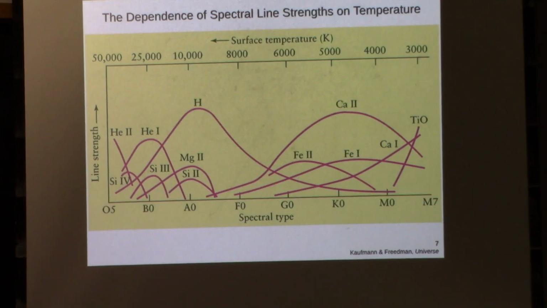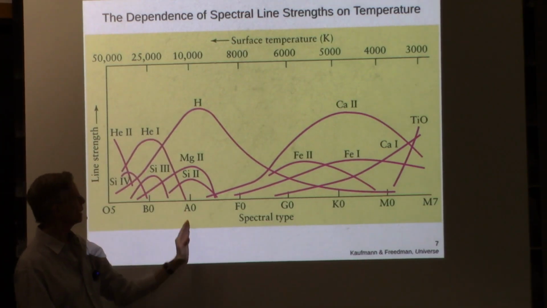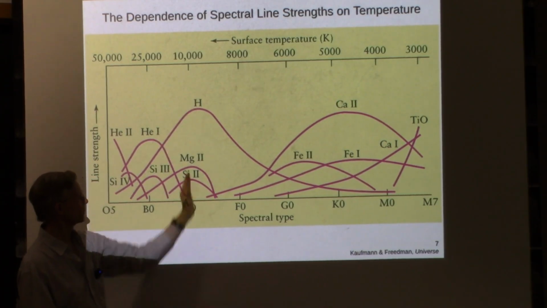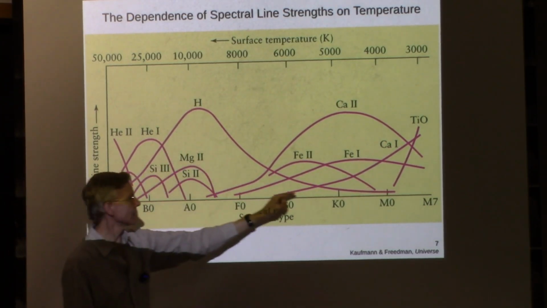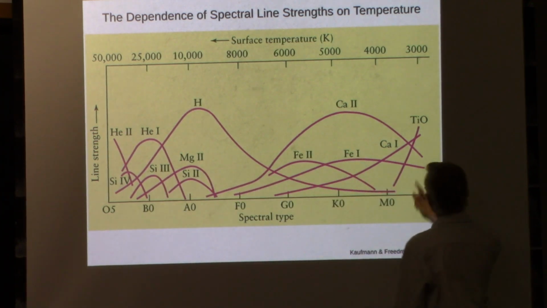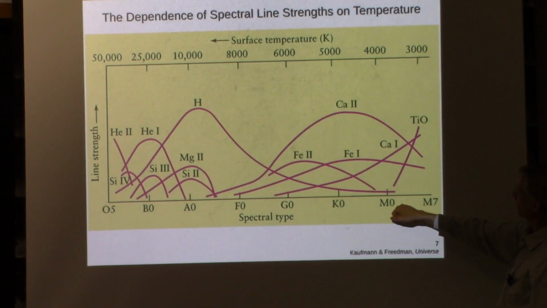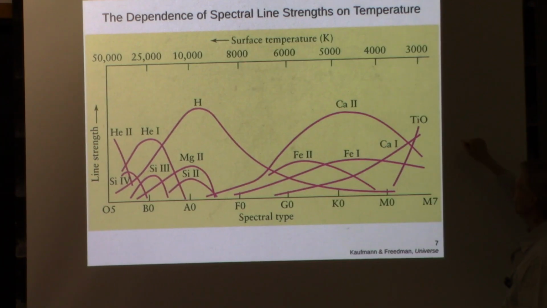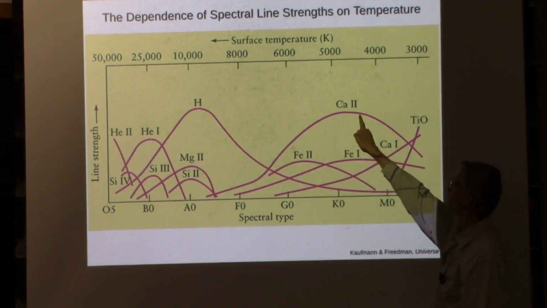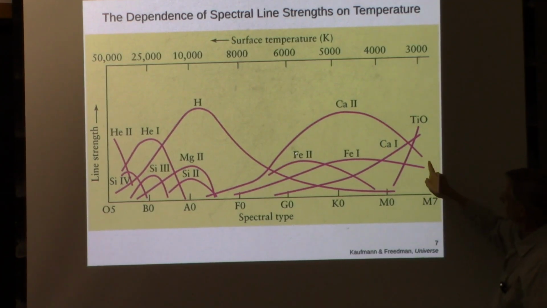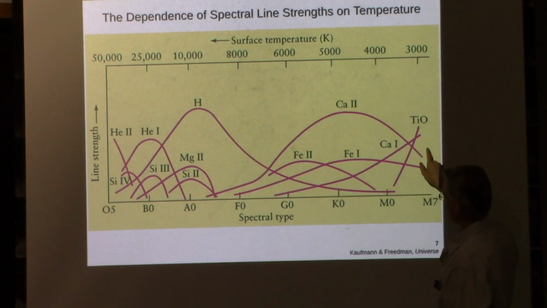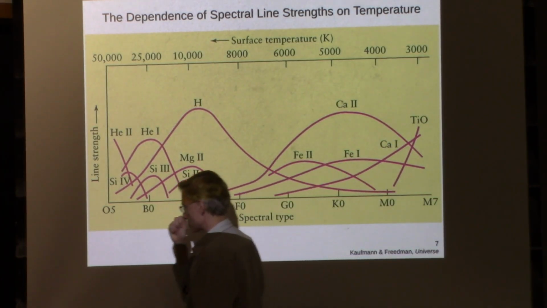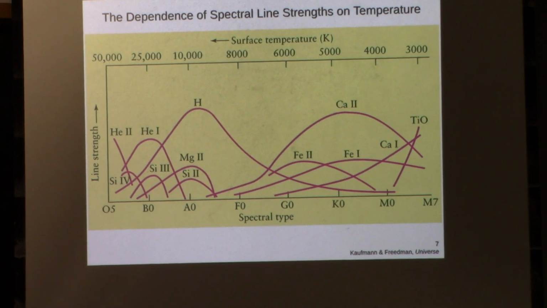And so you can see that, for example, for hydrogen, it's strongest at around A0, A1 or thereabouts, weaker in hotter and cooler stars. Oh, look, here's titanium oxide, which starting about M1 or so becomes prominent. That's that molecule I mentioned that's highly refractory. As you get cool enough, more and more of it can form in the atmosphere. Here is calcium-2, which is prominent in the sun's spectrum and not very prominent at all by the time you get to A-type stars. Now you might be saying, calcium-2, what is that?